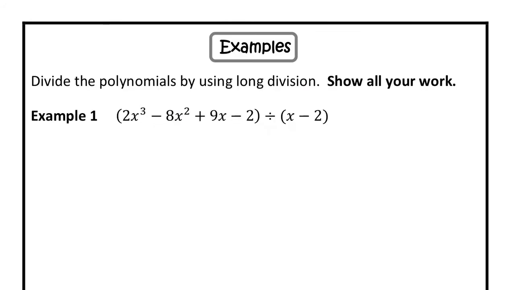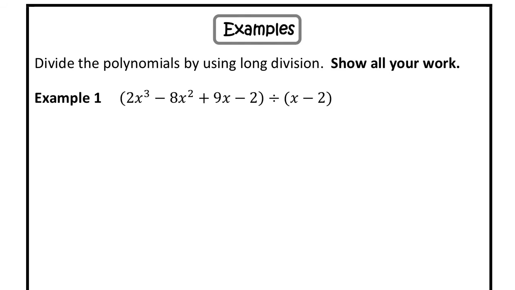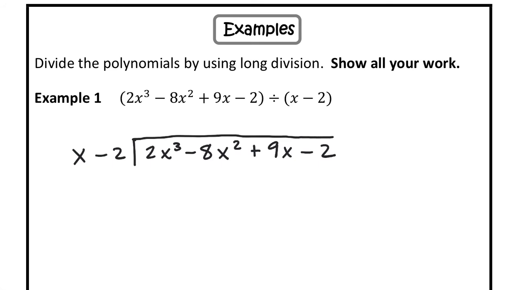So let's go ahead and jump into the first example. And notice how it's written, right? It's written a certain way, but we have to write it in the long division format. So let me go ahead and move this up here. Okay, so if I write it in division format, it's x minus 2, and then it's 2x cubed minus 8x squared plus 9x minus 2, and then draw the division line.